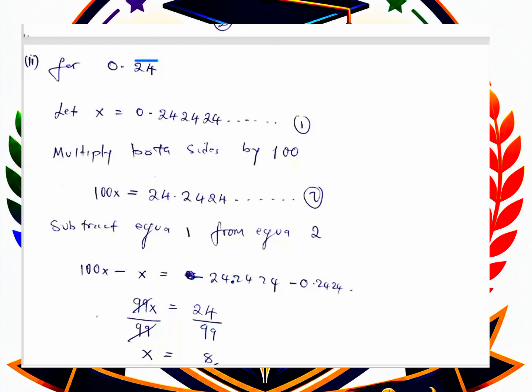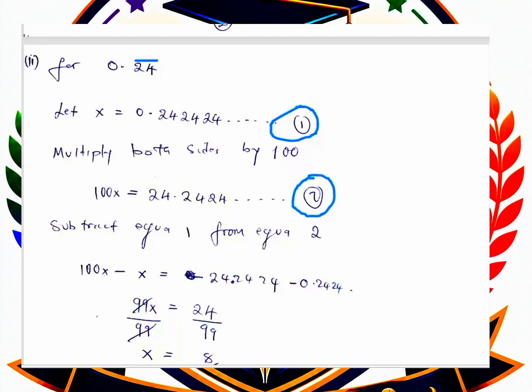Now we'll let x be equal to what we have here. Since 24 is repeating, we keep on repeating 24, 24, 24, and we mark this as equation 1. After that, we multiply both sides, the x and the 0.2424, by 100. So we get 100x equal to 24.2424, and we name this equation 2.